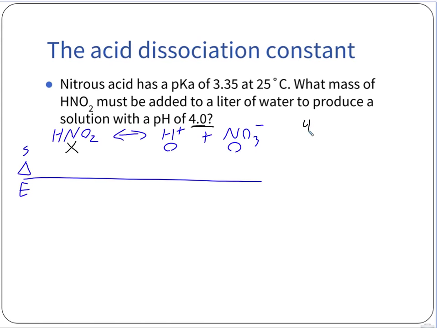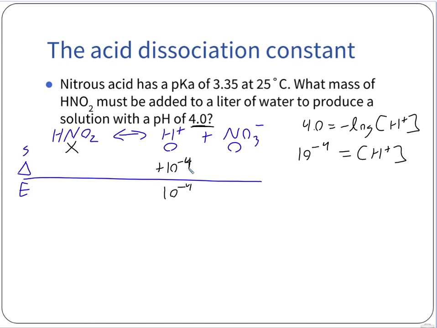So the pH is 4.0. Then we know that 4.0 is equal to the negative log of the hydrogen ion concentration. So we can move the negative over and then take that. So 10 to the negative fourth is equal to our hydrogen ion concentration, just by rearranging that. So the hydrogen ion concentration at equilibrium is 10 to the negative fourth power. That means the change in the hydrogen ion concentration must be 10 to the negative fourth, because 0 plus what is 10 to the negative fourth? 10 to the negative fourth.